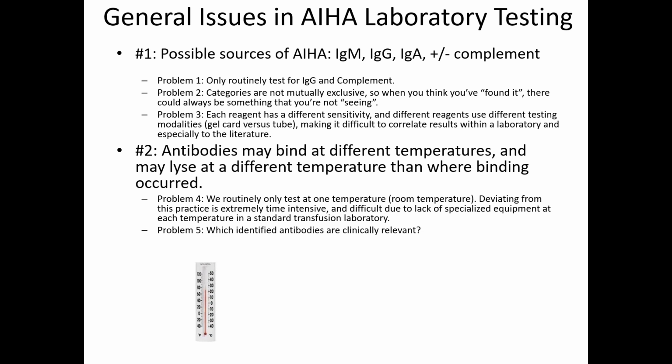The other thing to remember about general issues in autoimmune hemolytic anemia is that these antibodies may bind at different temperatures, but they may lyse at different temperatures than where they're binding. Again, paroxysmal cold hemoglobinuria being the classic case of that. So in the diagnostic laboratory we're typically only testing at one temperature, typically room temperature. Part of the reason we don't do this too often is because it can be very time intensive to both cool specimens, but also to warm them. And we'll talk about why certain antibodies you can identify may have no clinical relevance.